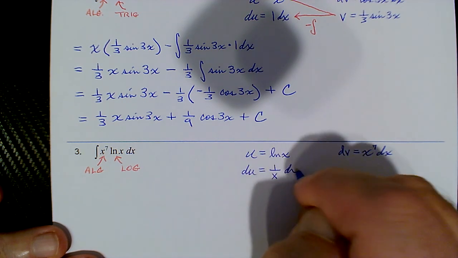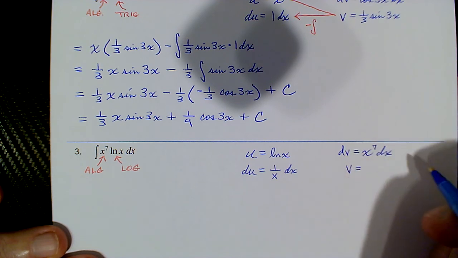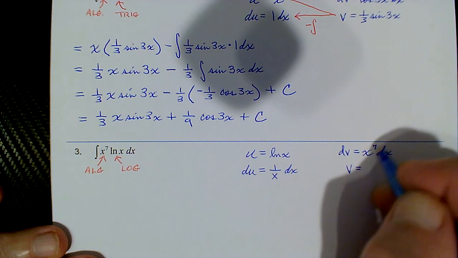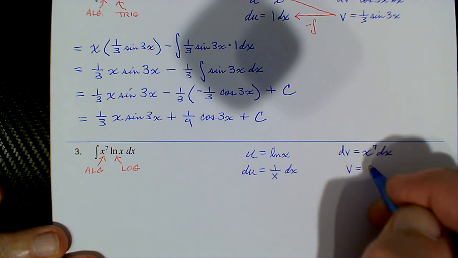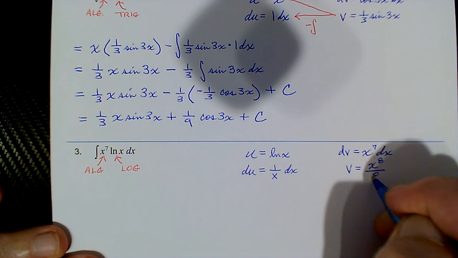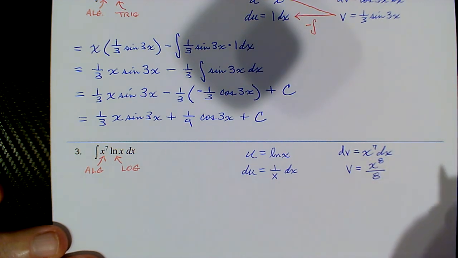Okay, so now calculate our du. That's 1 over x times the differential dx. Integrate dv to get v. Make sure you put yourself in the integration mode here. Integrating x to the 7th. It's x to the power 1 greater, which is 8, divided by that new exponent. Again, no constant of integration there. We wait for the new integral.